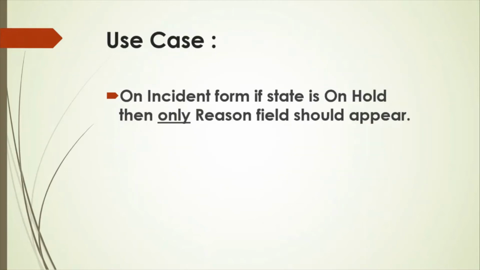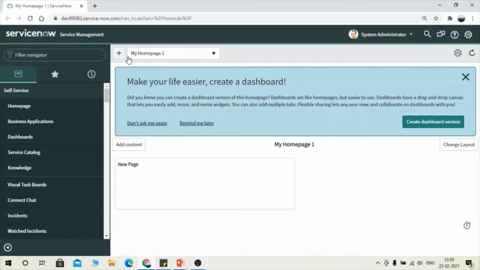Okay, so let's go to our next slide, and here is the use case. What is the use case on incident form? If a state is on hold, then only the reason field should appear. So we'll try to implement this in our instance.